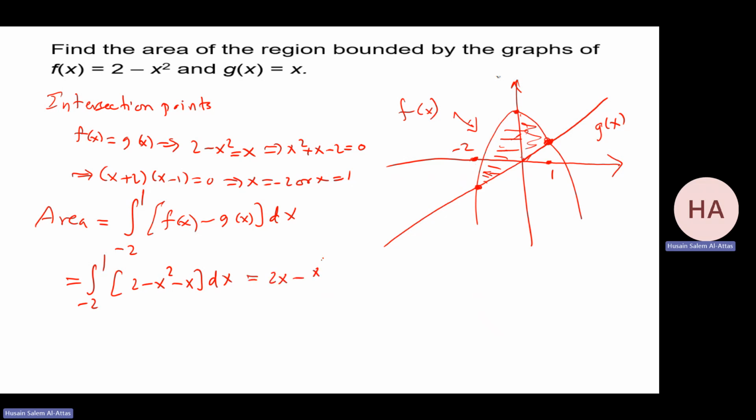That will be 2x minus x cubed over 3 minus x squared over 2. Sorry, this is from minus 2 to 1. Be careful with the calculation. That gives me what? 2 minus 1 over 3 minus half, minus 4, yeah, minus 4 plus 8 over 3 minus 2. Okay, that gives me what? I have minus 6 plus 2, that gives me 8.